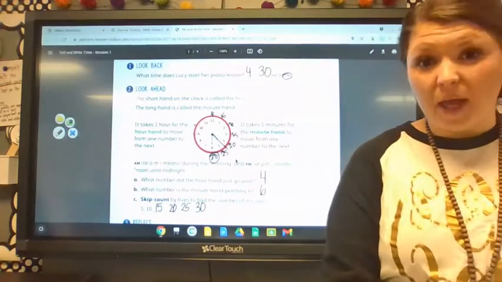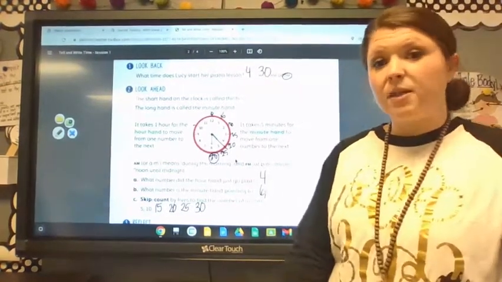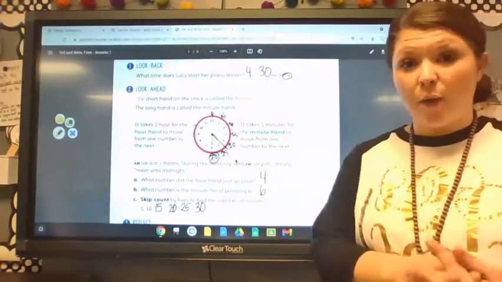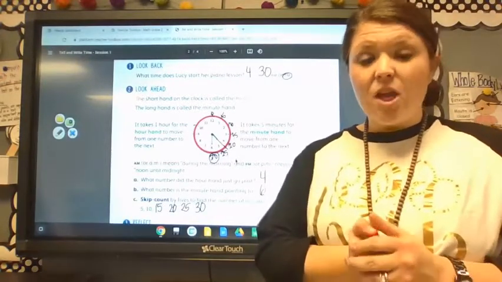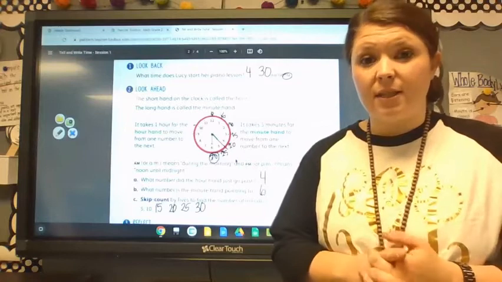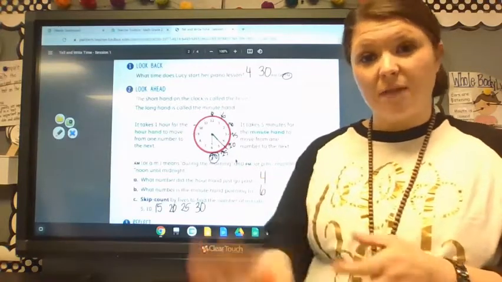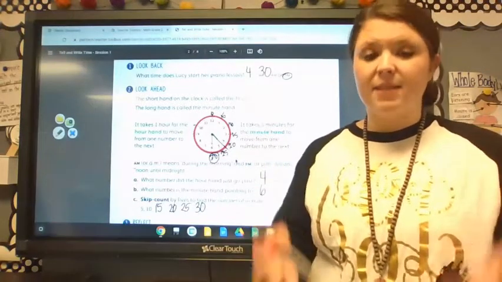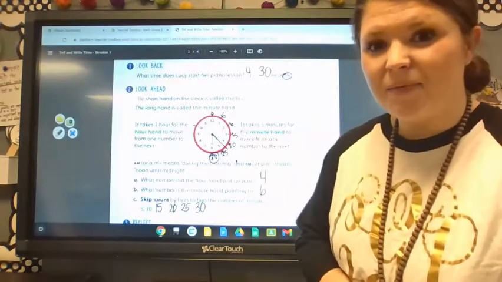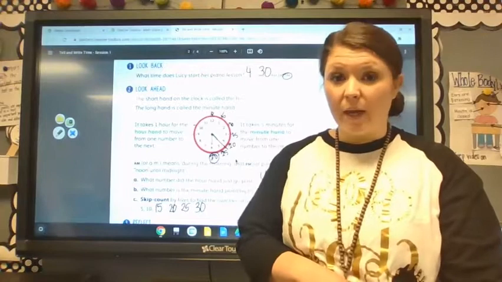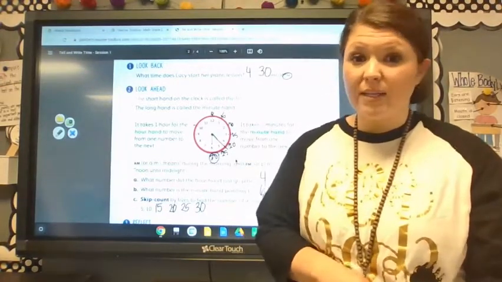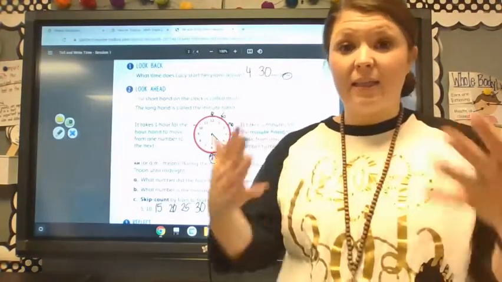So if we skip count by 5 12 times, because there are 12 numbers, that will show that there are 60 minutes, okay? So in order for us to know that there are 60 minutes, we can skip count by 5 12 times to have 60 minutes. All right, guys, we will continue practicing with time through the next week because this is an important skill for us to have in life.